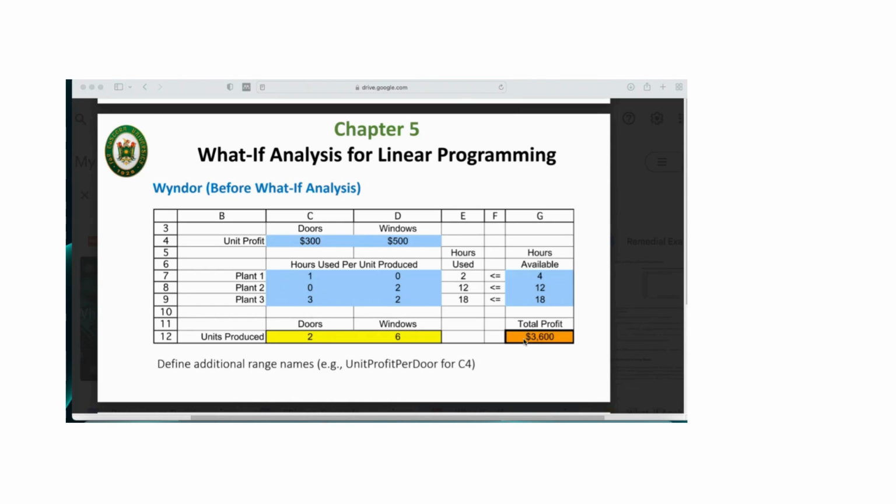But we want to know the algebraic equation beneath this. What is the formula beneath this total profit? The formula is given as equals SUMPRODUCT of unit profit and units produced. In the units produced, the D and the W are the variables. When the optimal solution 2 and 6 are unknown, we have 0 here, 0 here. It means that we have an unknown number of doors and windows.